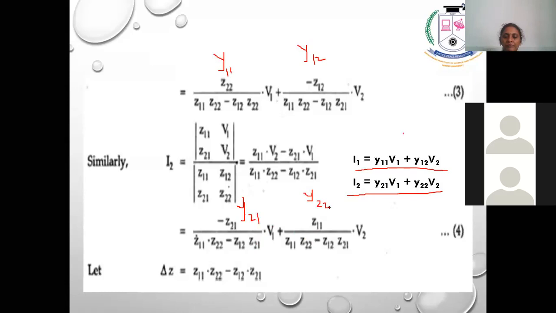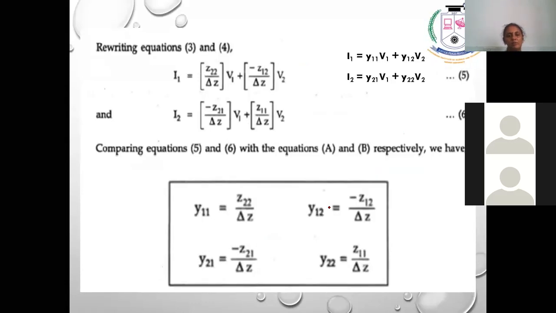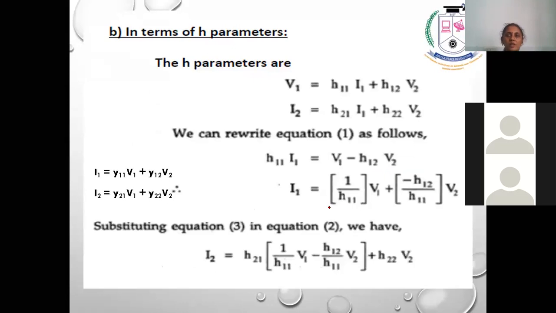That's all. So we have now got Y11 is equal to Z22 by del Z, Y12 is equal to minus Z12 by del Z, Y21 is equal to minus Z21 by del Z, and Y22 is equal to Z11 by del Z. Please listen, I will be converting for the Z parameter completely. And for the H parameter, you have to do the conversion and give me the answers, in terms of H parameter.